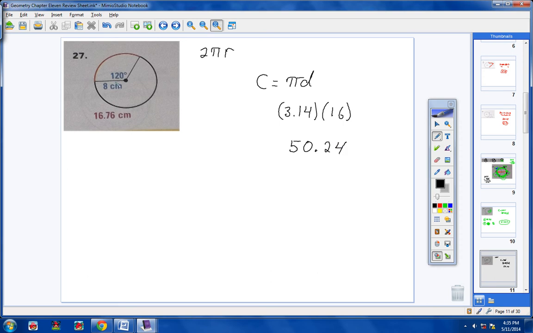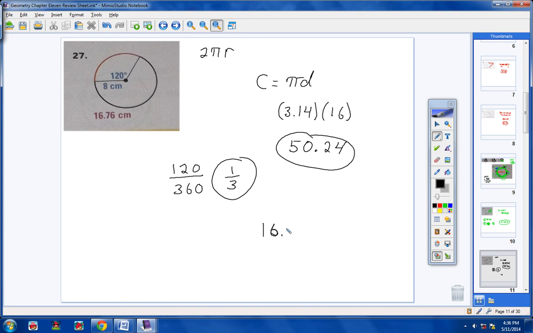Now step two, find the area of the part of the circle that you're dealing with. That'd be 120 degrees over 360. So if you reduce that, you will get 1/3. Okay, so I'm now going to take my circumference times 1/3. Okay, and let's see what we get. I'm getting 16.75. They have 16.76, and both answers are totally fine. So the answer would be 16.76. And we know that it's in centimeters because your radius was in centimeters.